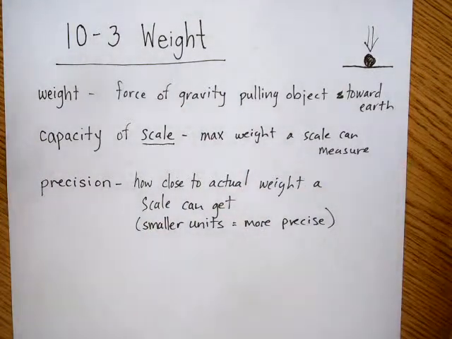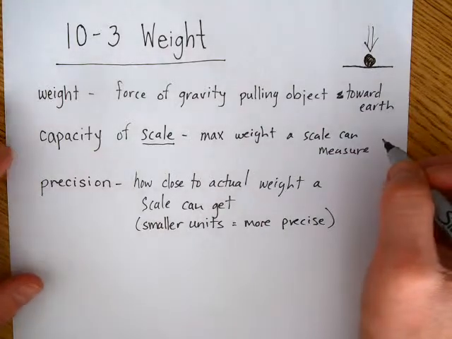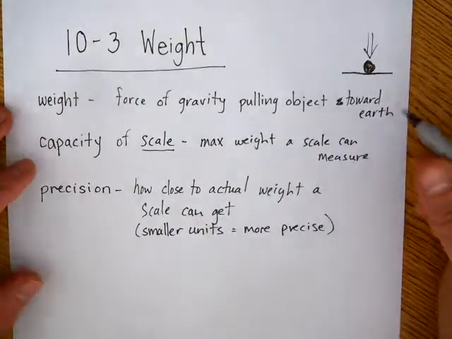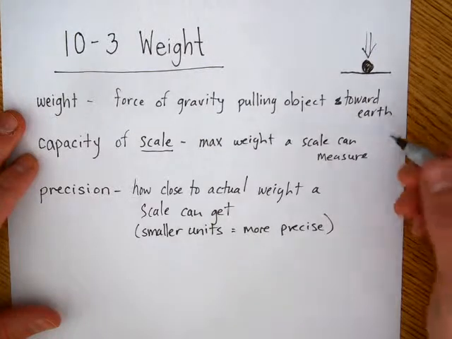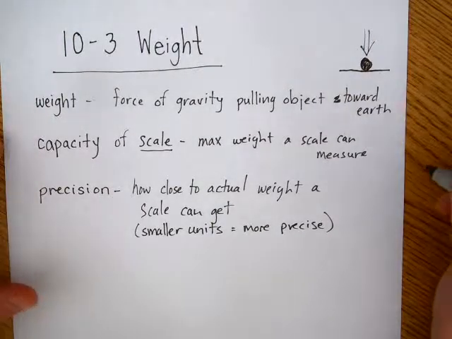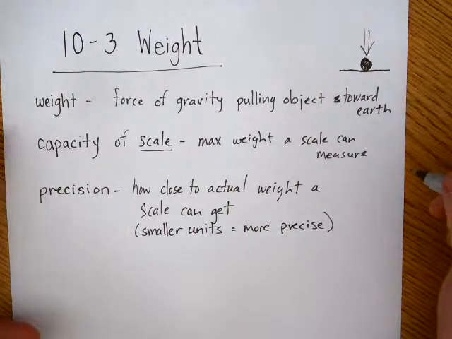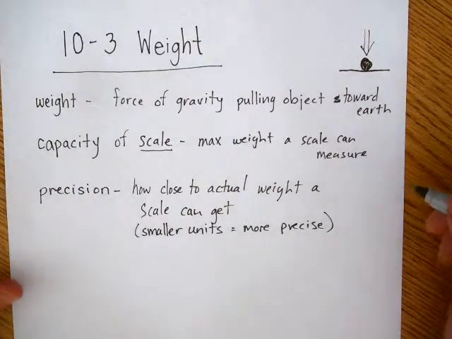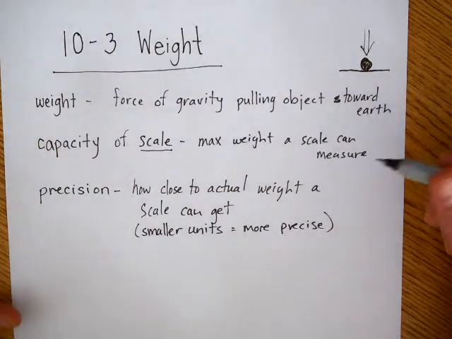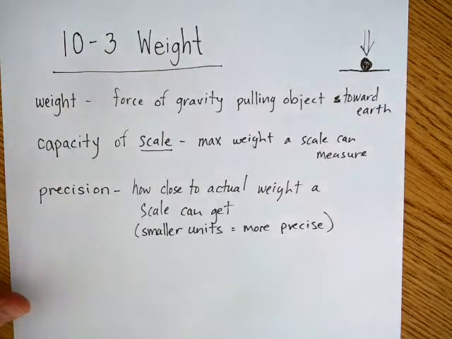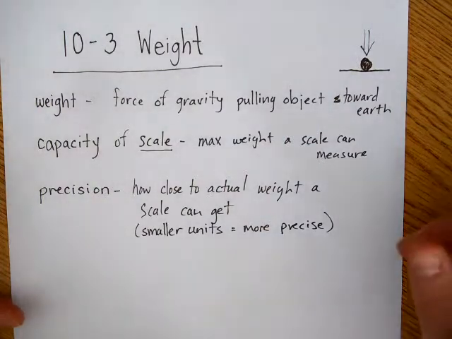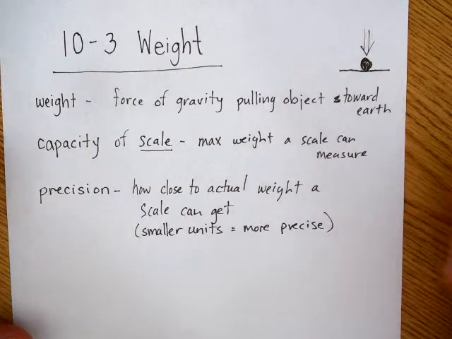Some scales might be only able to measure 1 pound. Other scales might be able to measure 500 pounds. So it depends on what you're trying to measure. If you're measuring a few ounces of sugar for cooking, you're probably not going to put it on your bathroom scale, which can usually measure a few hundred pounds. You're probably going to put it on a little cooking scale, something smaller. However, if you're trying to measure the weight of a car, you're not going to put it on your cooking scale, or that would be crushed and that would be the end of it.